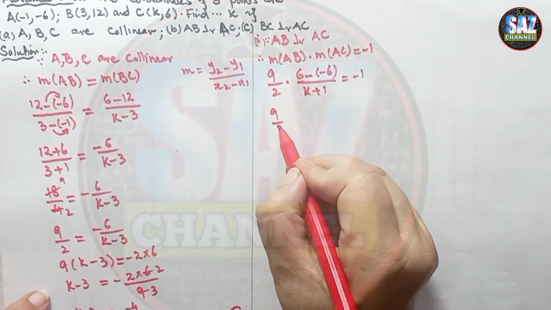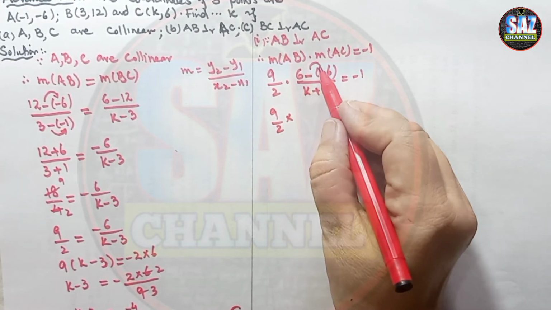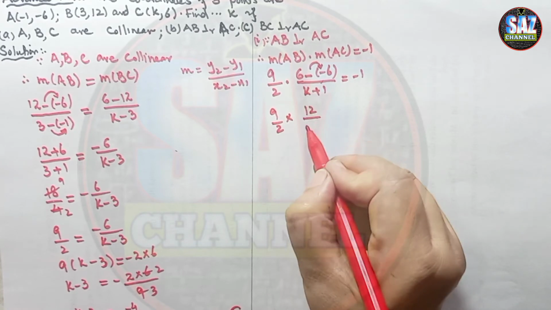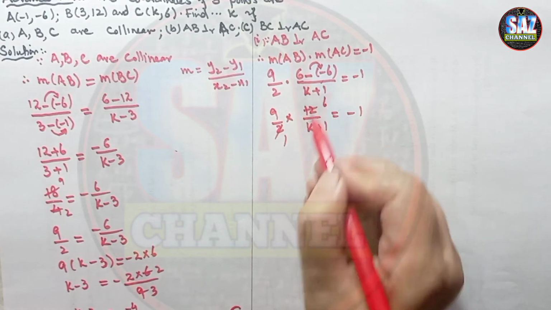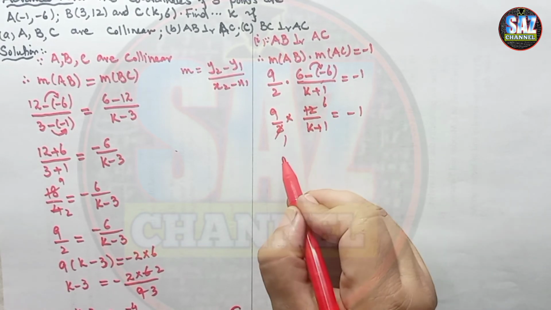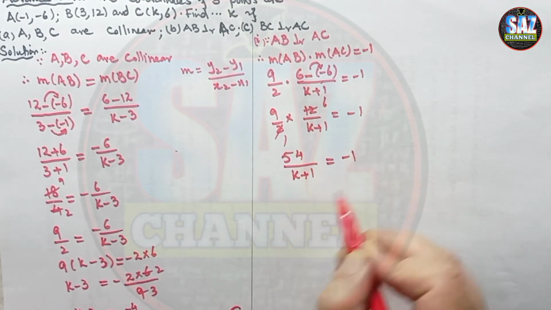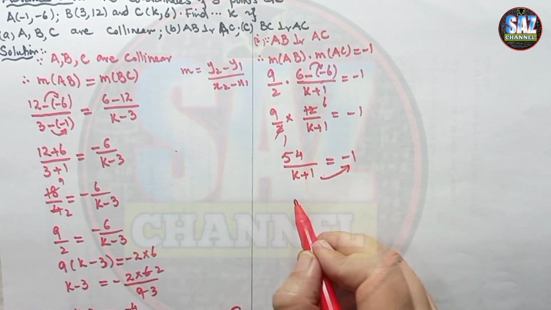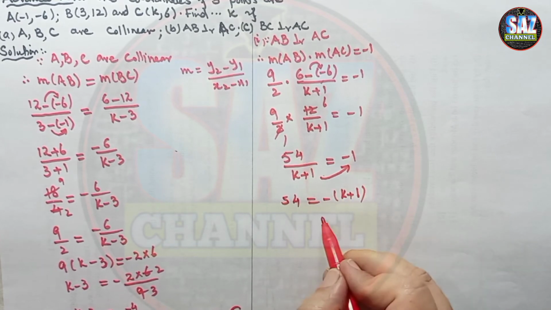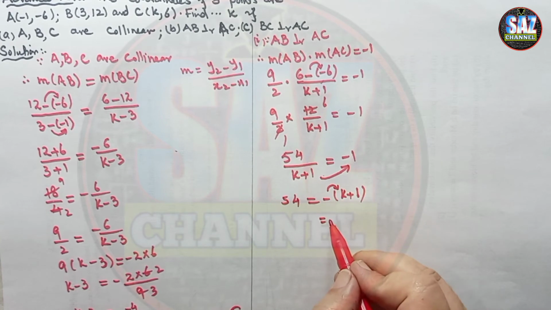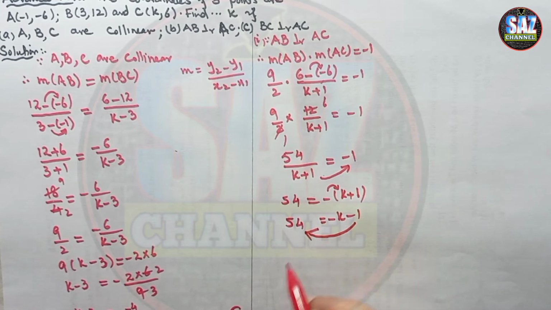9 by 2 multiplied by 6 plus 6, which is 12, upon K plus 1 equals minus 1. 2 ones are 2 and 2 6s are 12, and 9 multiplied by 6 is 54 upon K plus 1 equals minus 1. Go for cross multiplication. 54 equals minus (K plus 1). Now apply this minus sign. Minus K minus 1 is 54, and shift minus 1 to the other side.